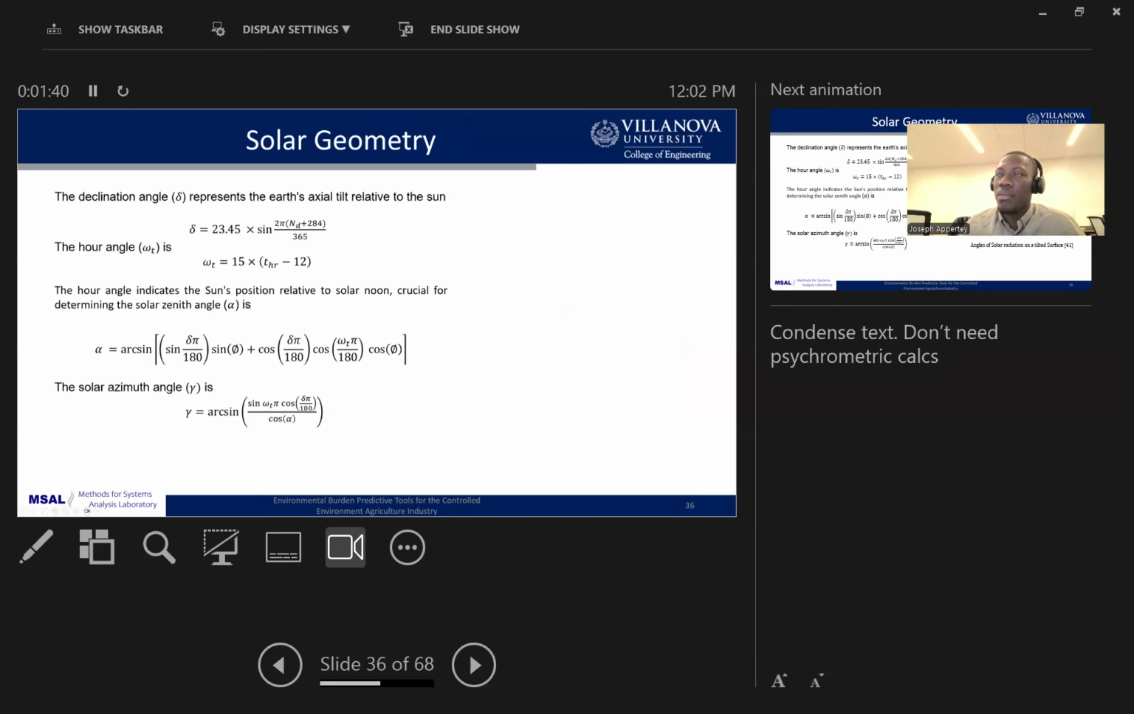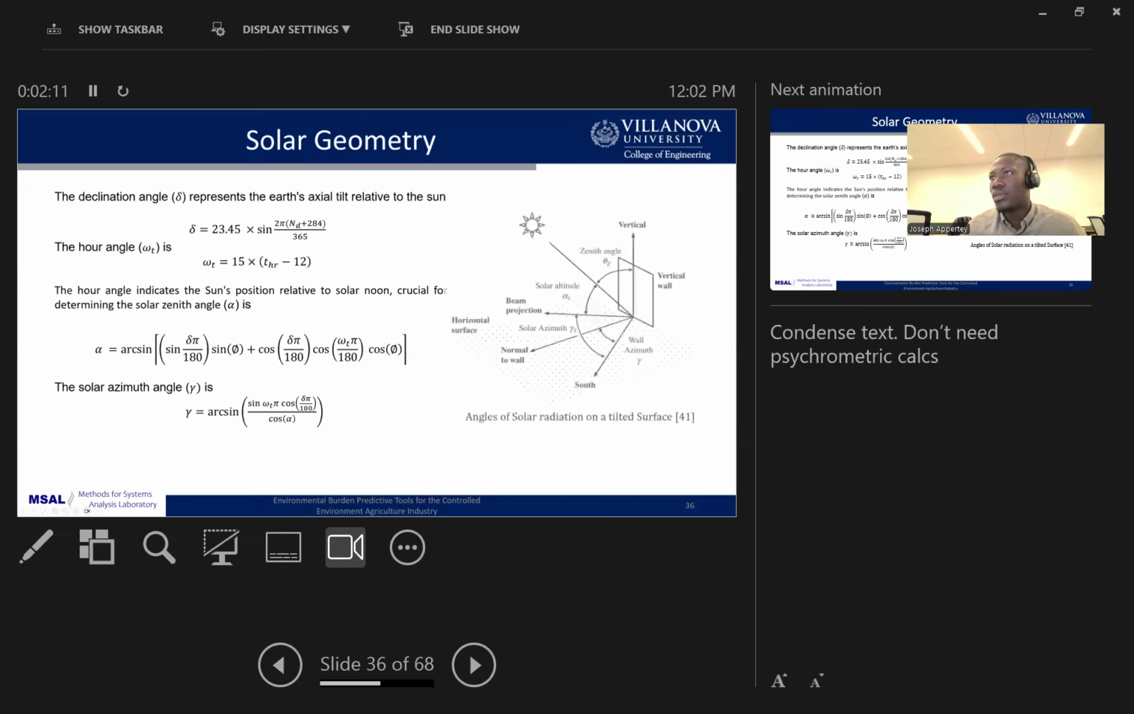And then based on the solar energy requirements, we will consider the declination angle, which represents the Earth's axial tilt in relation to the sun's position. That can be found by this equation, and then the hour angle, which indicates the sun's position relative to solar noon. That one too is calculated in this manner. After that, we can continue with the solar zenith angle, and then finally, we can calculate the azimuth angle.